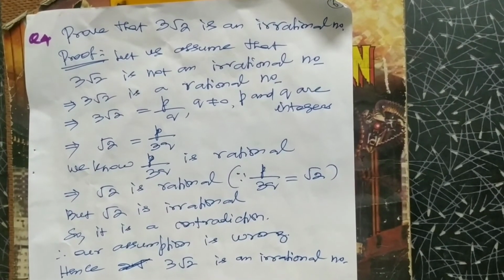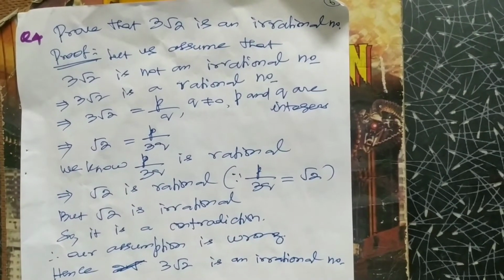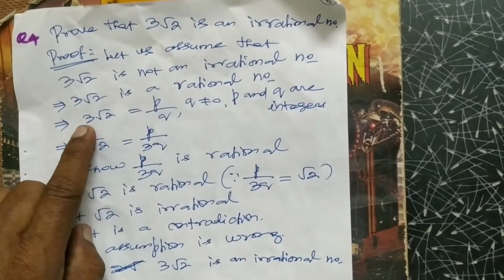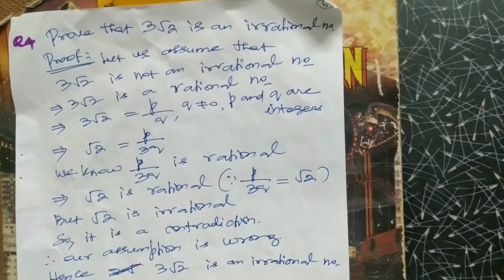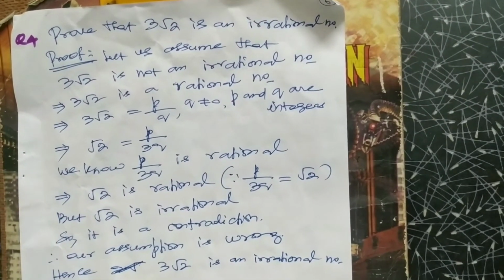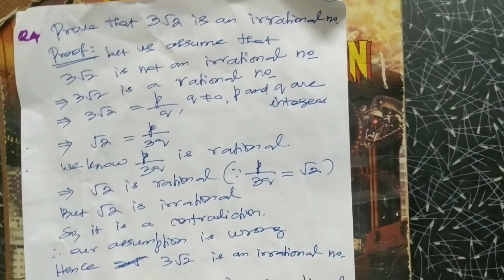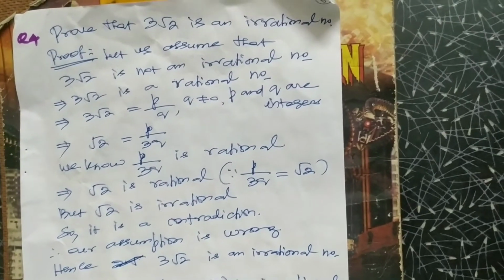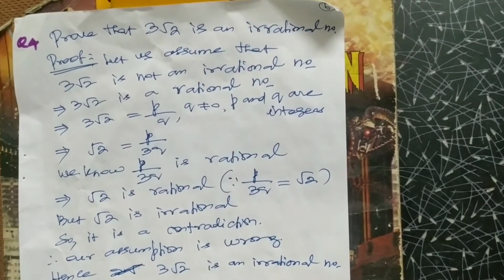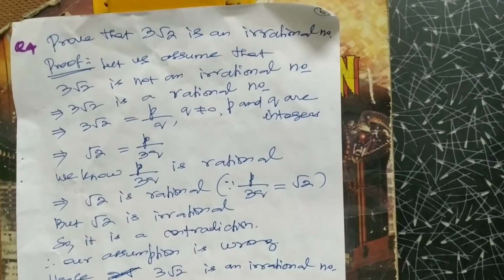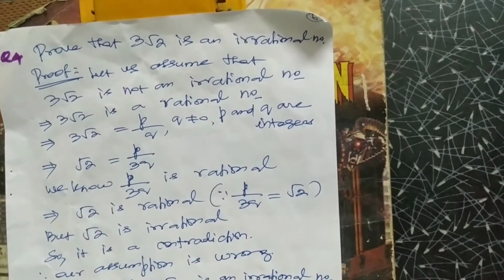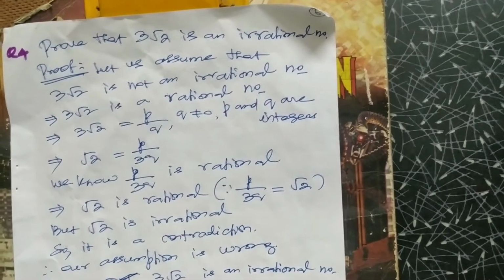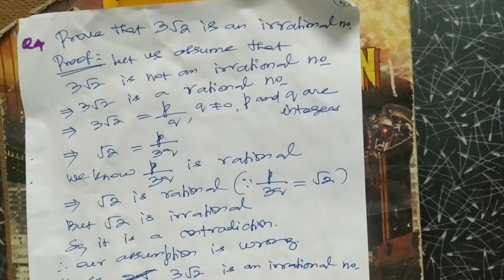Now, keep the irrational number alone on LHS. The remaining terms you bring to RHS. 3 is in multiplication, it will come in division. Therefore, root 2 equal to p by 3q. We know p by 3q is rational, so the right side is rational, but we know root 2 is irrational. Therefore, it is a contradiction. Hence, our assumption is wrong. Therefore, 3 root 2 is an irrational number. Now, let us move on to the last problem.